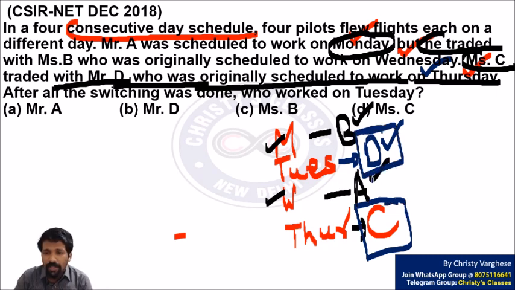Took which day from C? The only remaining day is Tuesday. That is why D is taking the Tuesday schedule. Answer will be Mr. D is working on Tuesday.